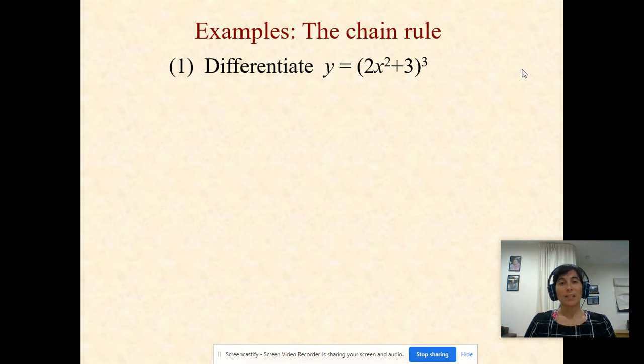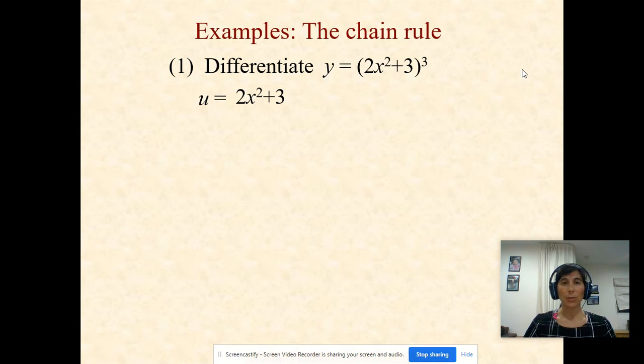Example 1. Differentiate the function y equals (2x squared plus 3), all cubed. If you look at that function, what's happening to x itself is it's like it's gone through a machine and been squared, multiplied by 2, and 3's been added on. Then it's as if it's gone to a second machine where it's then been cubed. So if we just focus on the inner part of what's happened first, let's call that u. So we'll say let u equal 2x squared plus 3.